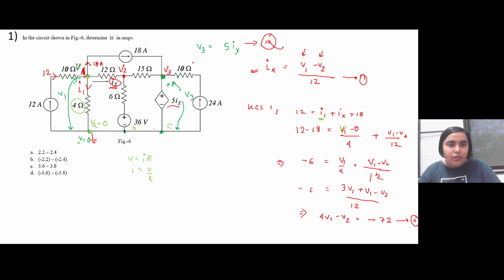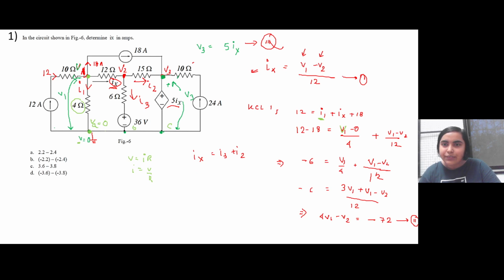Now we will look into node 2 and apply KCL across node 2. Since ix is already given, let us assume two currents across these two branches. We will take this one to be I2 and this to be I3. Since there are three branches connected to this node, Ix will be equal to I3 plus I2.